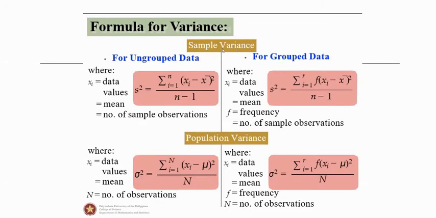But we have the formula, of course. Notice, for sample variance for ungrouped data, it is s squared, because we squared the standard deviation, or sigma squared. So the formula is still the same except for the notation, and we already removed the square root sign.